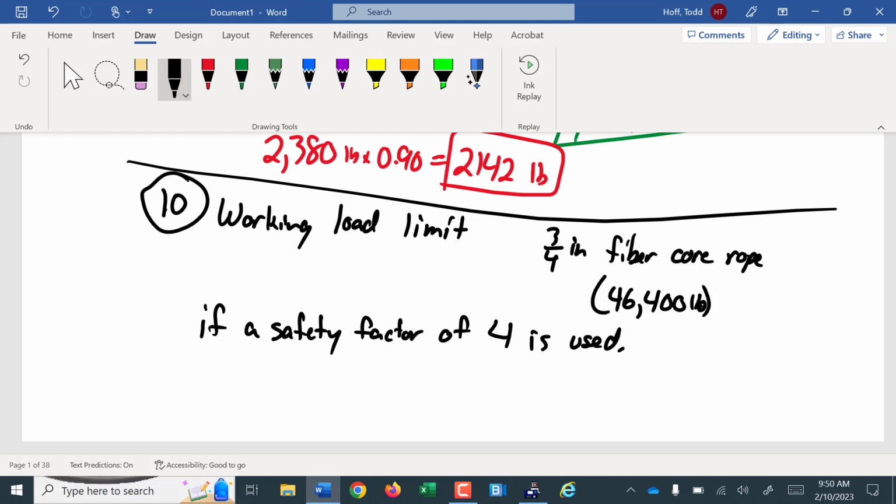Exactly. Working load limit is the ultimate strength. I can't remember what they call it on the table. They call it breaking strength. In materials engineering, the term is ultimate strength, when the material breaks. So it's the ultimate strength, 46,400 pounds, divided by whatever your safety factor is. So what do you get there? 11,600? Perfect.